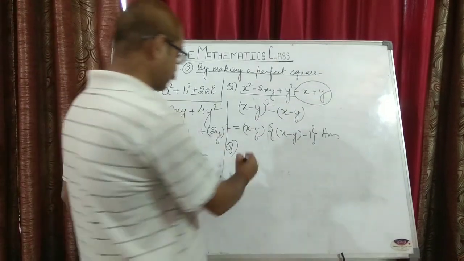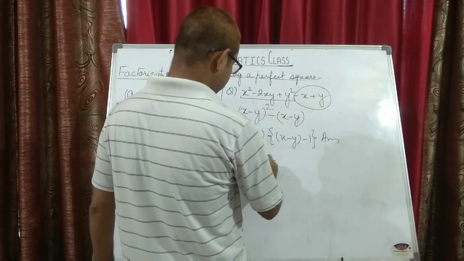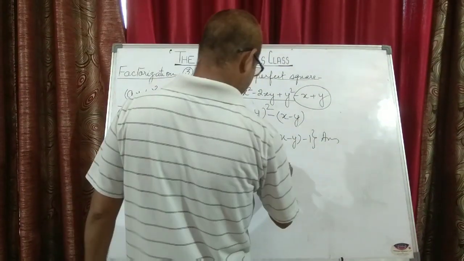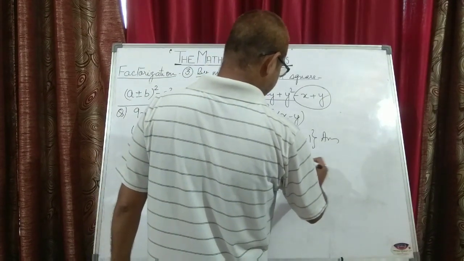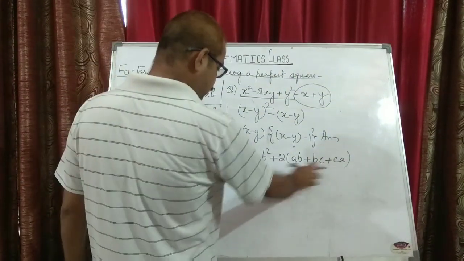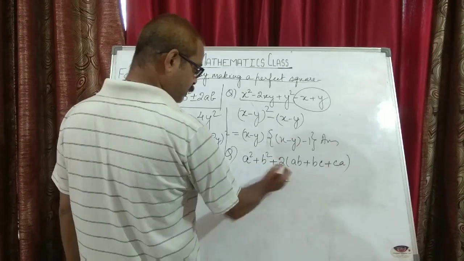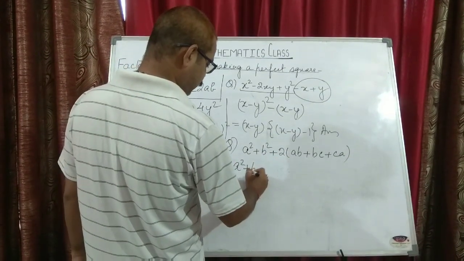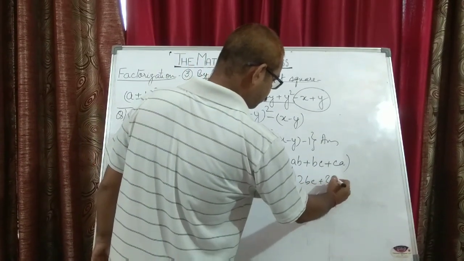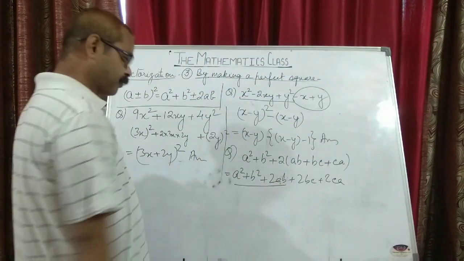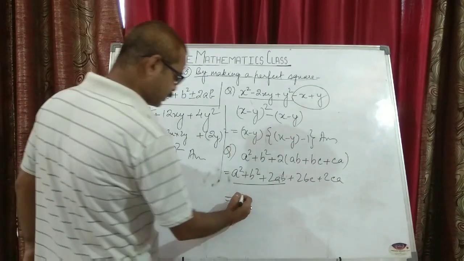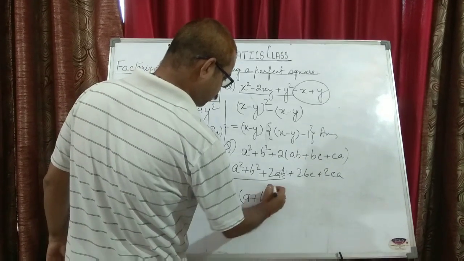Next question I am taking is a square plus b square plus 2 times of ab plus bc plus ca. Now in this question, if I open the bracket, I will get a square plus b square plus 2ab plus 2bc plus 2ca. The first three terms are simply the expansion of a plus b whole square. So this can be written as a plus b whole square.